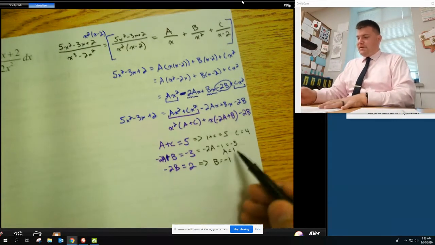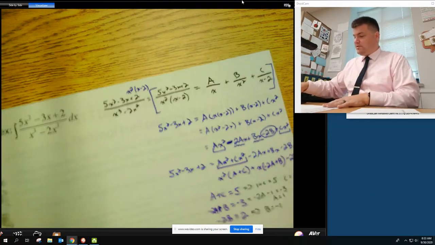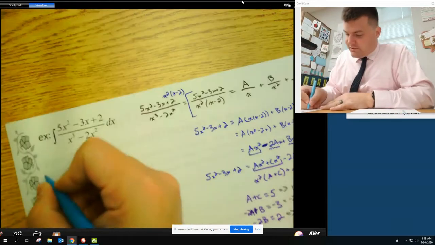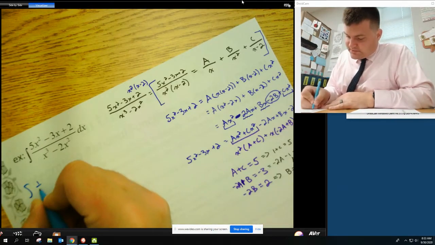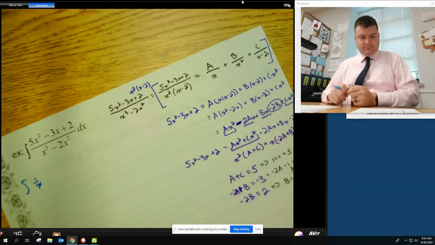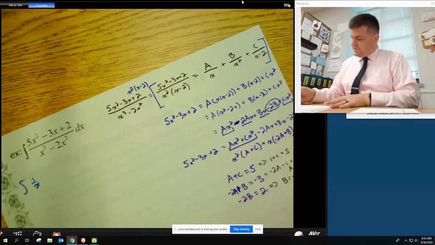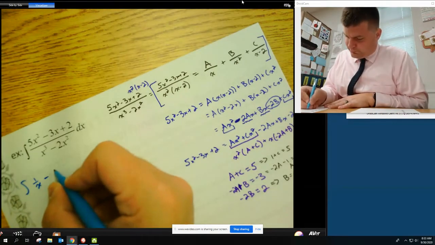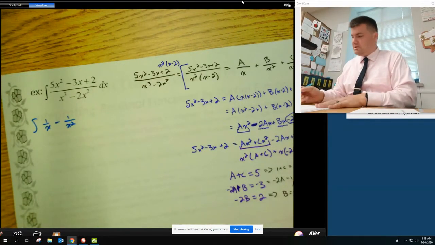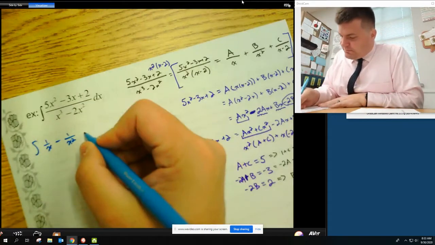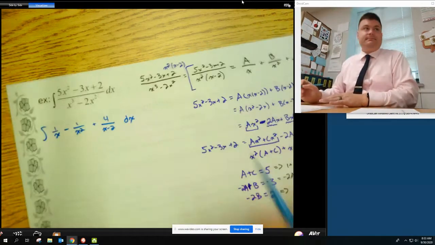So now I'm going to plug these values up into here and rewrite this in my integral. So this is going to become a over x, which is just 1 over x. This is going to become plus b, which is going to be negative 1. So how about just minus 1 over x squared? It's not bad. And then plus c would be plus 4 over x minus 2. And this is all dx.